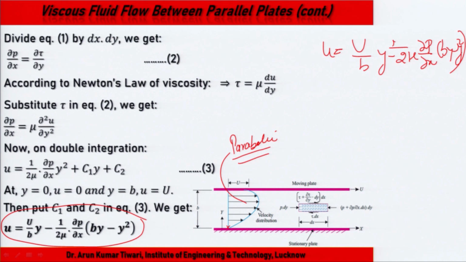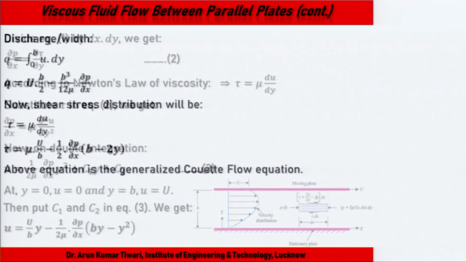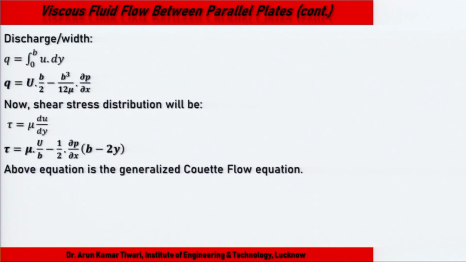So, this one is the expression. And what about the discharge? Discharge per unit width, if you calculate, discharge q upon b. What is this? Small q. So, this one is known as discharge per unit width.